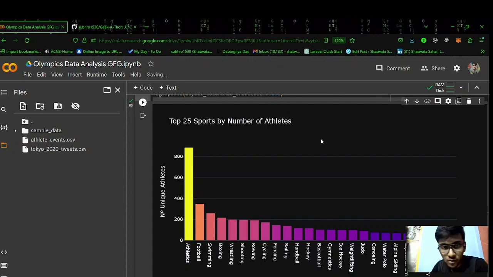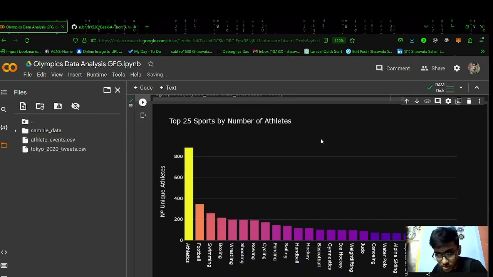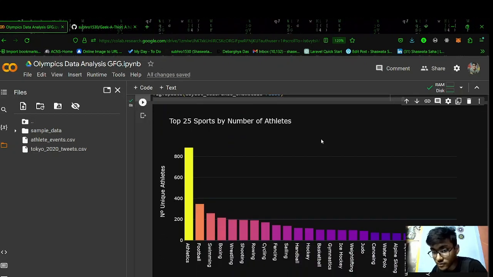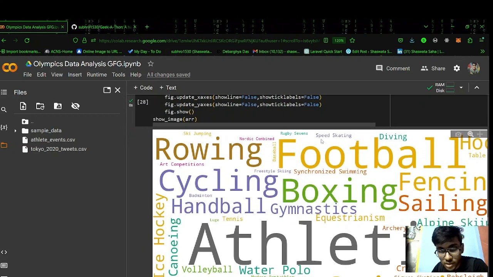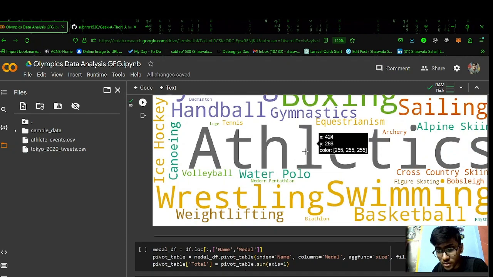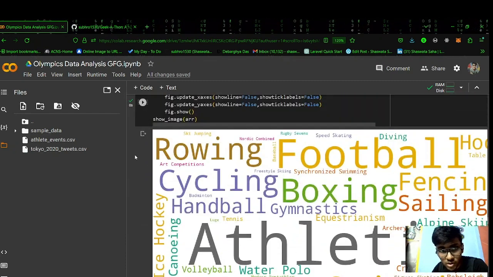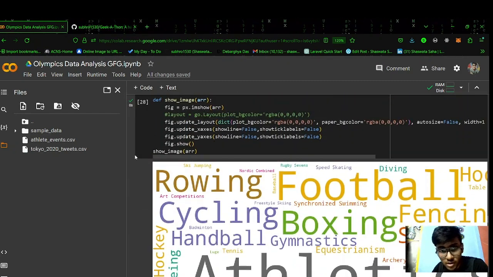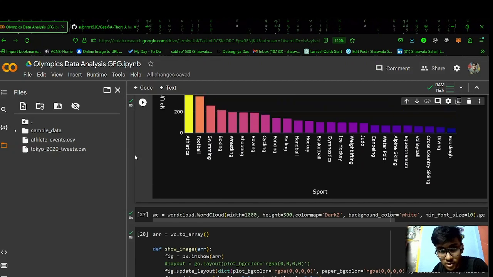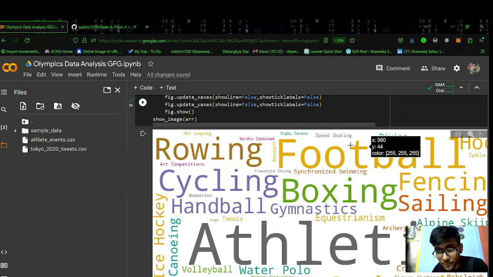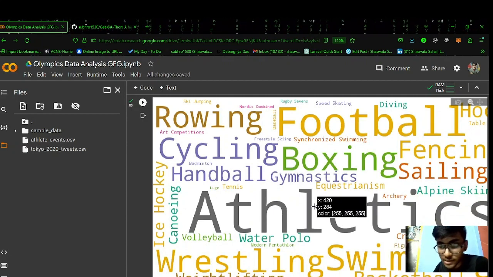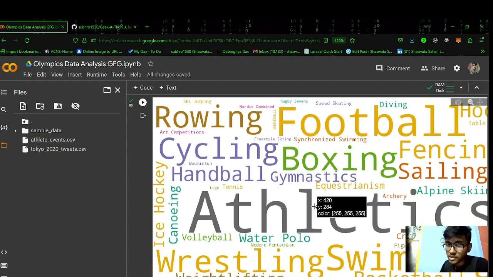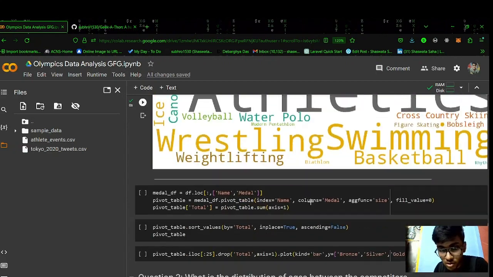So like which athletes have performed, the number of athletes in which game was more. This chart was regarding that, and this chart was also regarding which sports, like the sport marked with the greater length and breadth, was the most played.